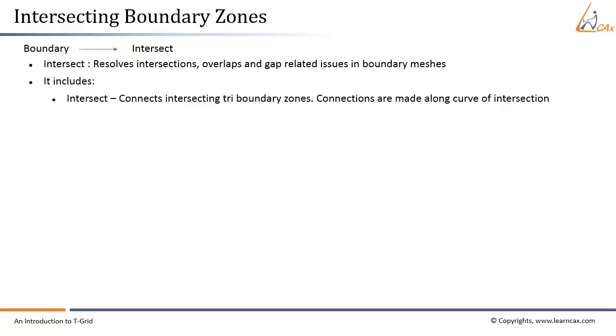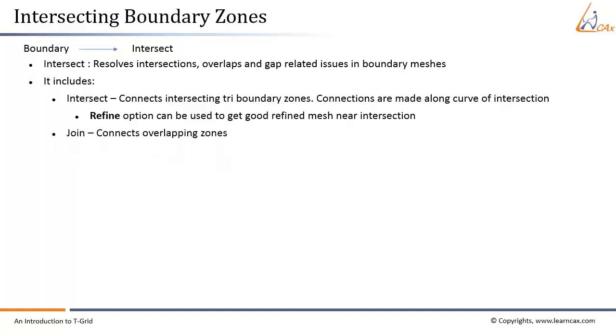Connections are made along curve of intersection. Refine sub option can be used to get good refined mesh near intersection. Join. This option is mainly used to connect the overlapping zones. The portion of overlapping surfaces within tolerance value will be joined. From the below given example, it is clear how this joining operation takes place.